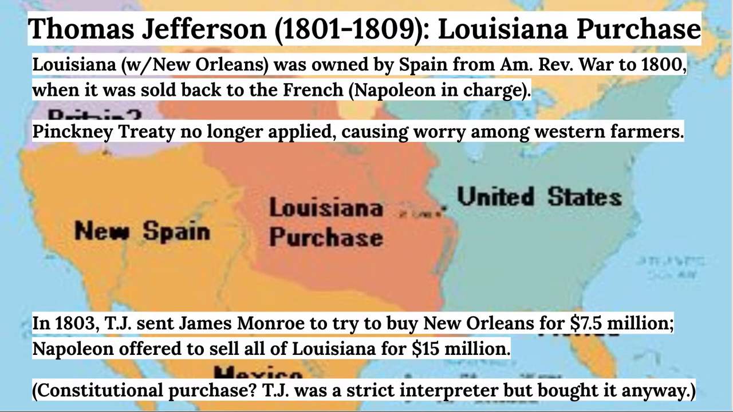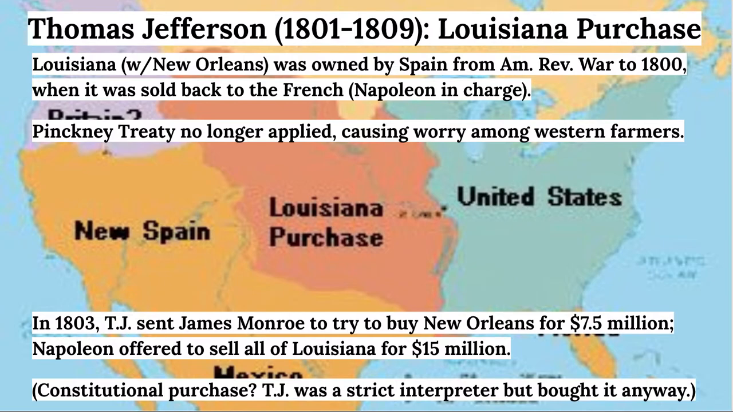This causes a lot of concern among American farmers in the West, meaning in Michigan, Ohio, Indiana area, because if Napoleon doesn't honor that treaty, they're not going to be able to ship their crops down the Mississippi River for sale. So in 1803, Thomas Jefferson sends James Monroe to try to buy New Orleans, and he authorizes Monroe to use up to $7.5 million to buy New Orleans. It's that important to America.